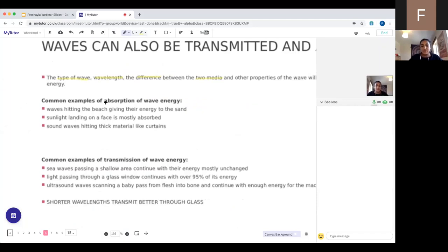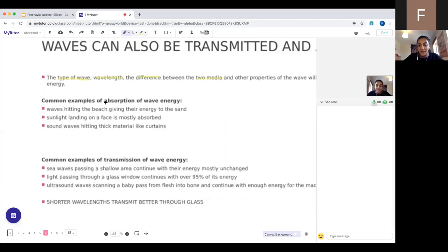Okay, so common examples of absorption are waves hitting the beach and giving their energy to the sand. So as soon as you see a wave come in, it crashes into the sand and it gives all the energy to the sand. If the wave's not reflected and it's not transmitted, so the wave doesn't come through the sand, it doesn't keep going through the sand, and it doesn't get reflected, so we know that it's absorbed into the sand. The energy is absorbed into the sand.